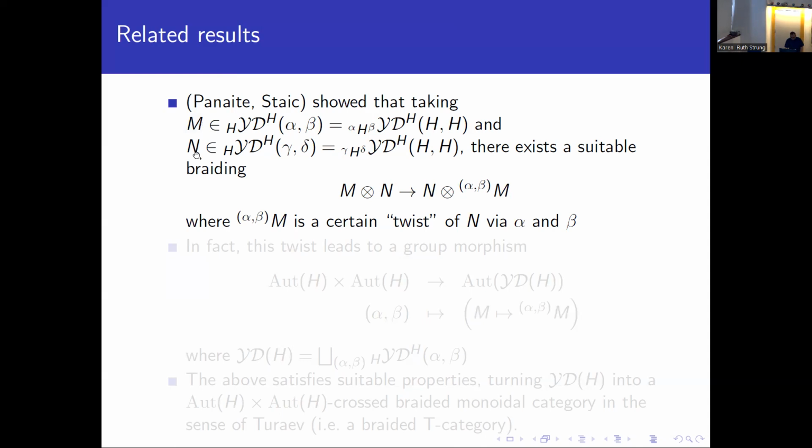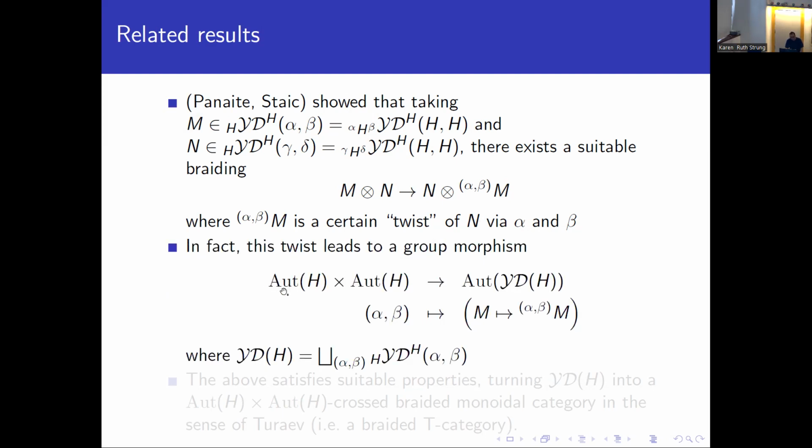We can take the tensor product, because in terms of our generalized YD, this is equivalent to this category, and because it has the same Hopf algebra here, we can do the usual tensor product. So this is well defined. But then Panaite and Staic also show that there is some kind of braiding here from M tensor N to N tensor a twisted M, and this is the twist of M via alpha and beta. In fact, this twist leads to a group morphism from Aut(H) times Aut(H) to the automorphisms of YD modules.